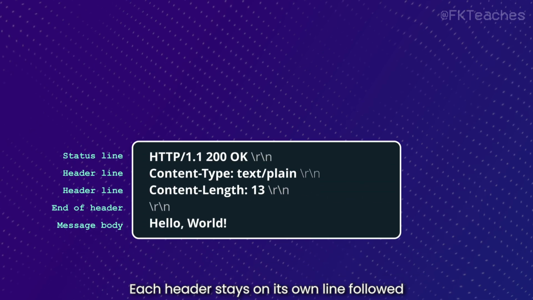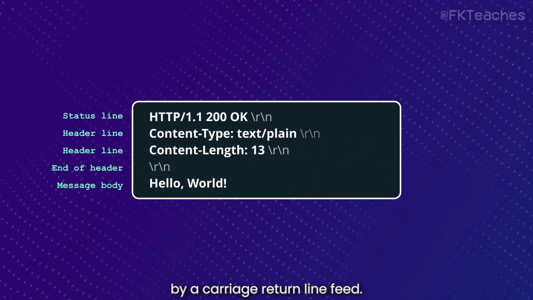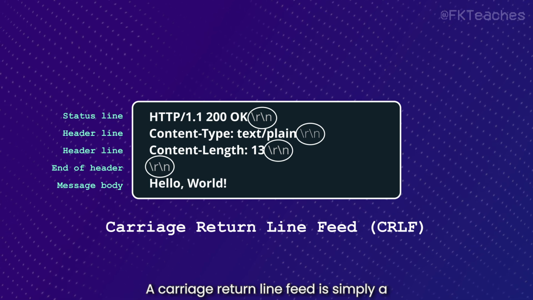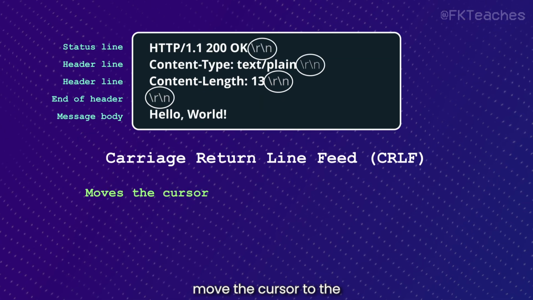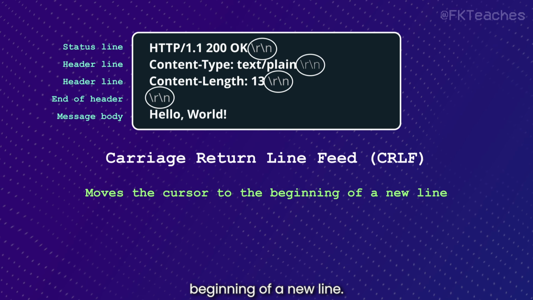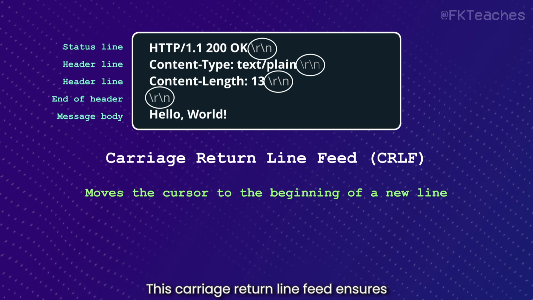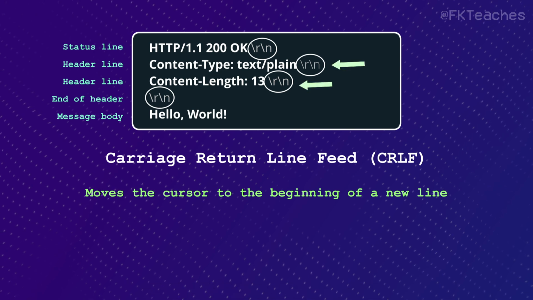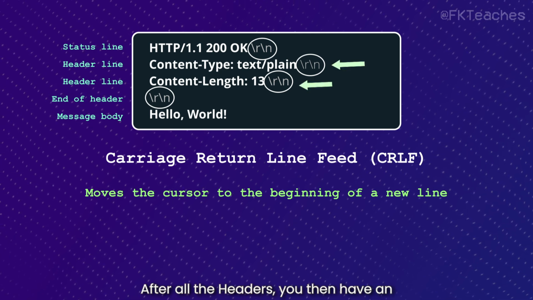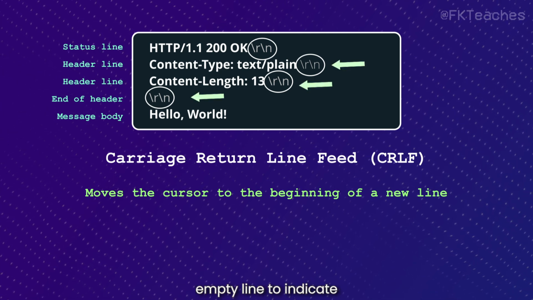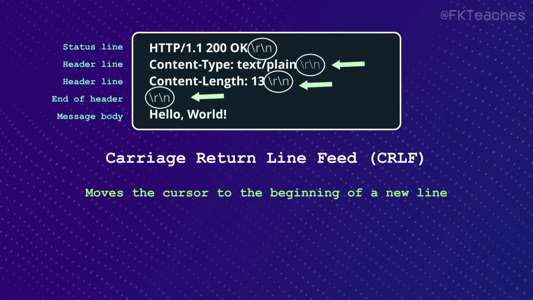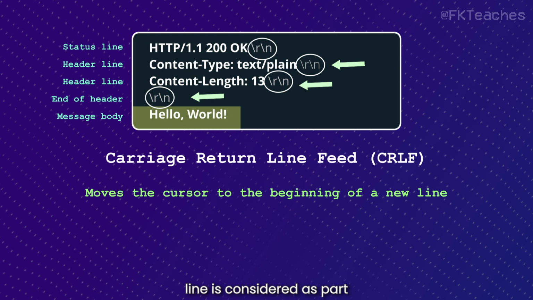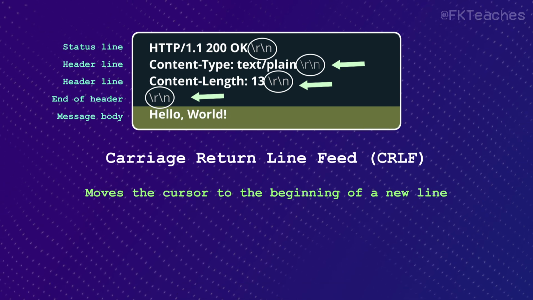Each header stays on its own line, followed by a carriage return line feed. A carriage return line feed is simply a set of characters that move the cursor to the beginning of a new line. This carriage return line feed ensures that each header occupies one line. After all the headers, you then have an empty line to indicate that the header section is complete. Anything that follows after this empty line is considered as part of the body of the message.